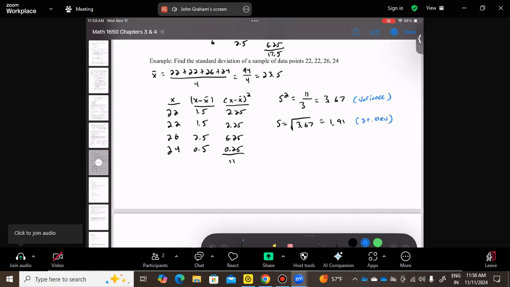Okay. It's a lot of work just for 4 data values. We're not going to want to do it for 10. We're definitely not going to want to do it for higher than 10. So that is where this will come in to do this a lot quicker.